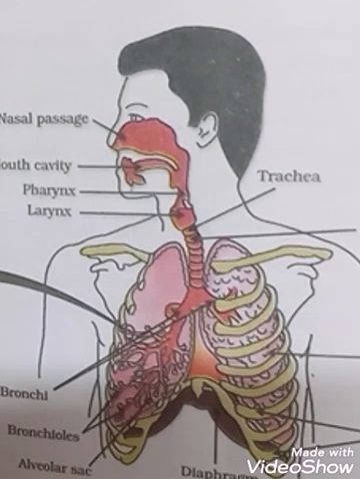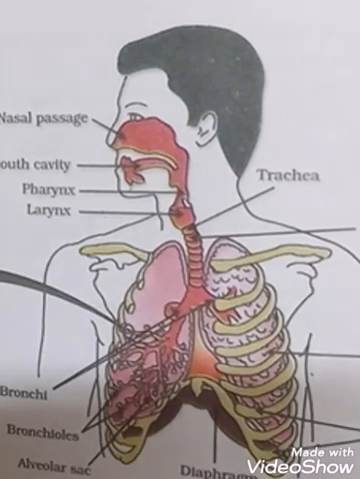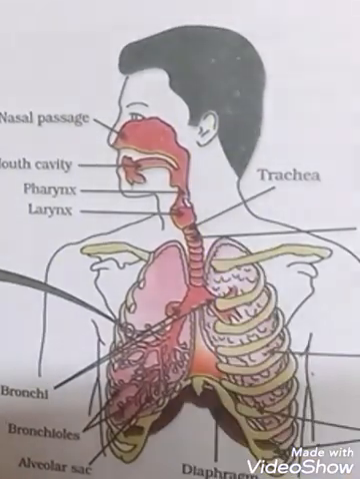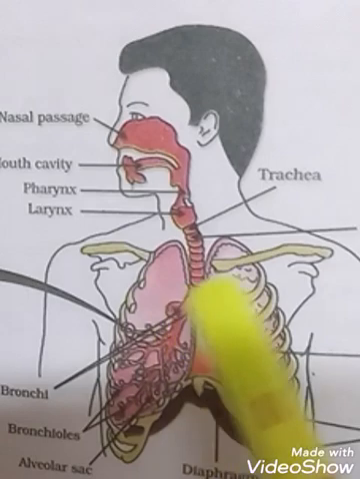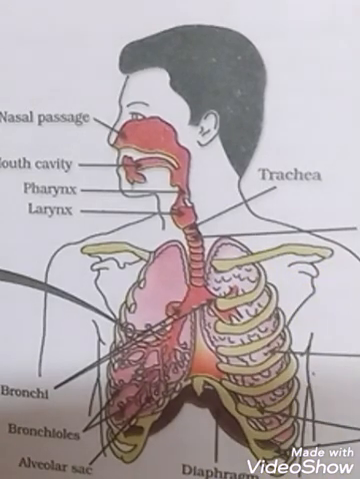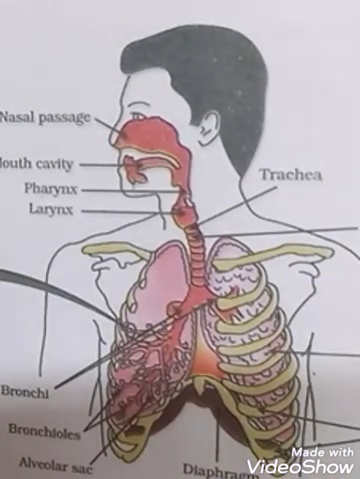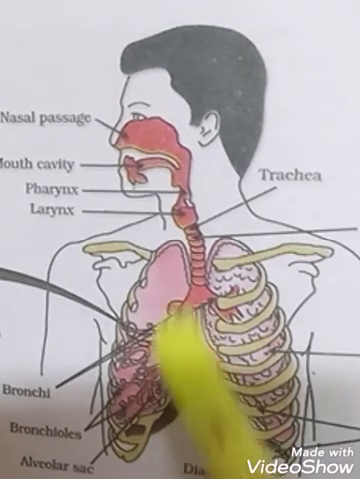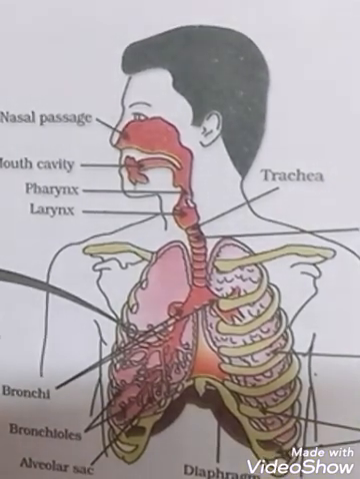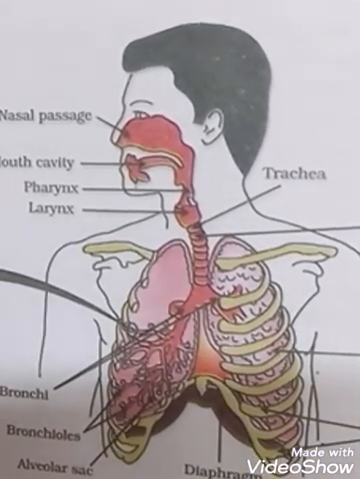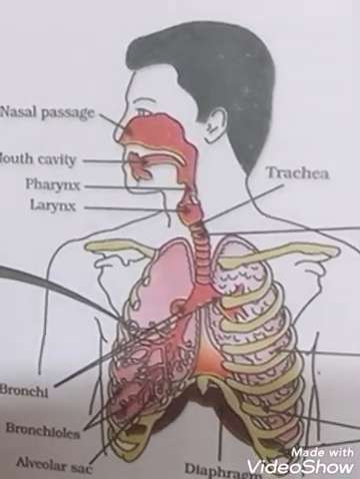So this process of taking in air and giving out air is helped by the intercostal muscles in between the ribs, the diaphragm, and the lungs. So increasing and decreasing in the size of the lungs and the chest cavity matters a lot while breathing takes place.